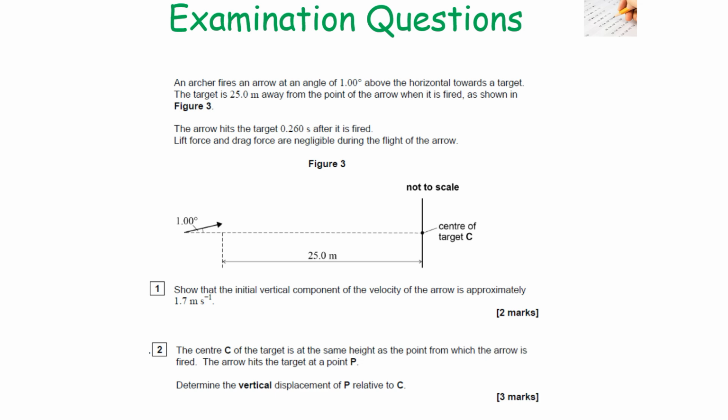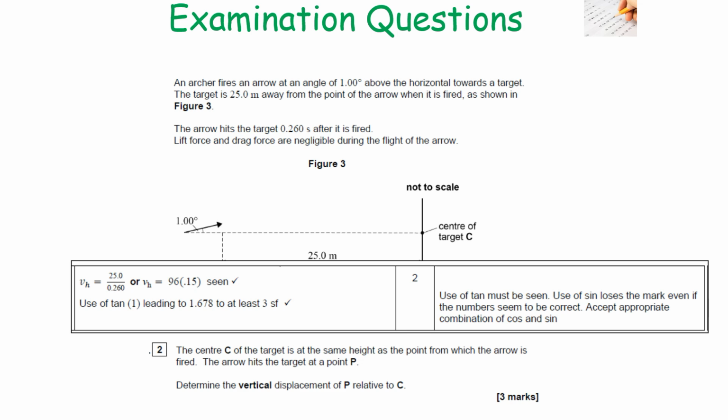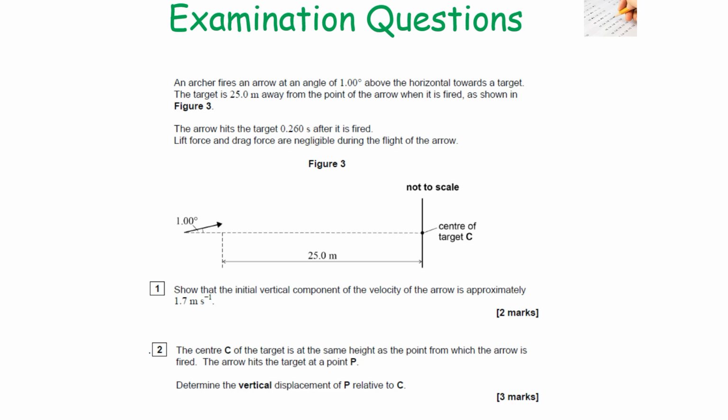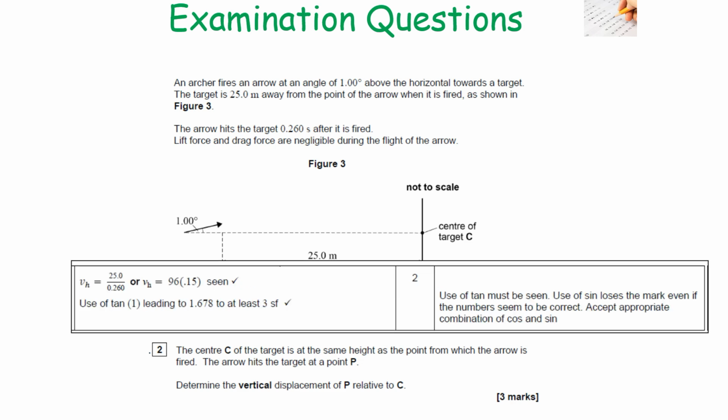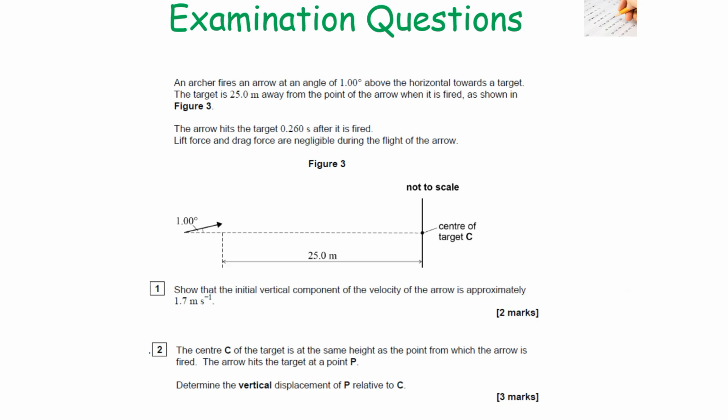Right, in our first question, what do we know? We're looking for the vertical component of the velocity. Well, the horizontal distance is 25 meters over 0.20 seconds, because velocity is distance over time. So therefore we can see that it's going to equal 96 as shown before, which then leads to 1.678, as you can see before.